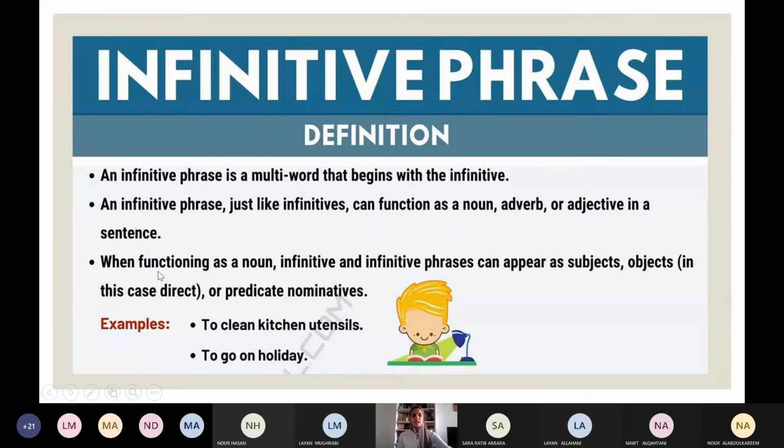Infinitive phrase, okay, starts with infinitive, and then it takes direct object and any modifiers. To clean kitchen utensils. To clean is the infinitive. Utensils is direct object, and kitchen is an adjective to utensils. To go on holiday. To go, and here on holiday, prepositional phrase.